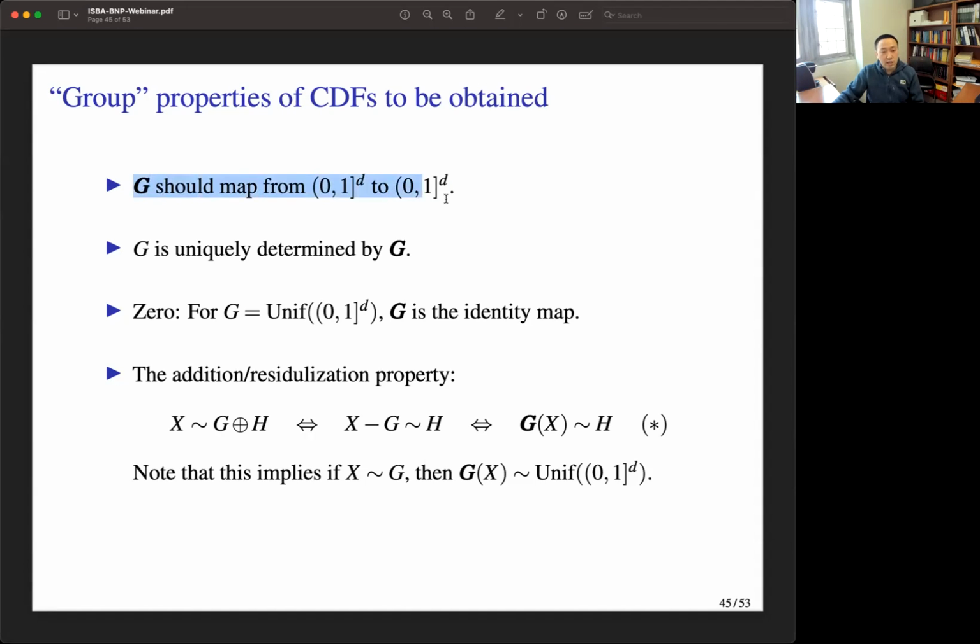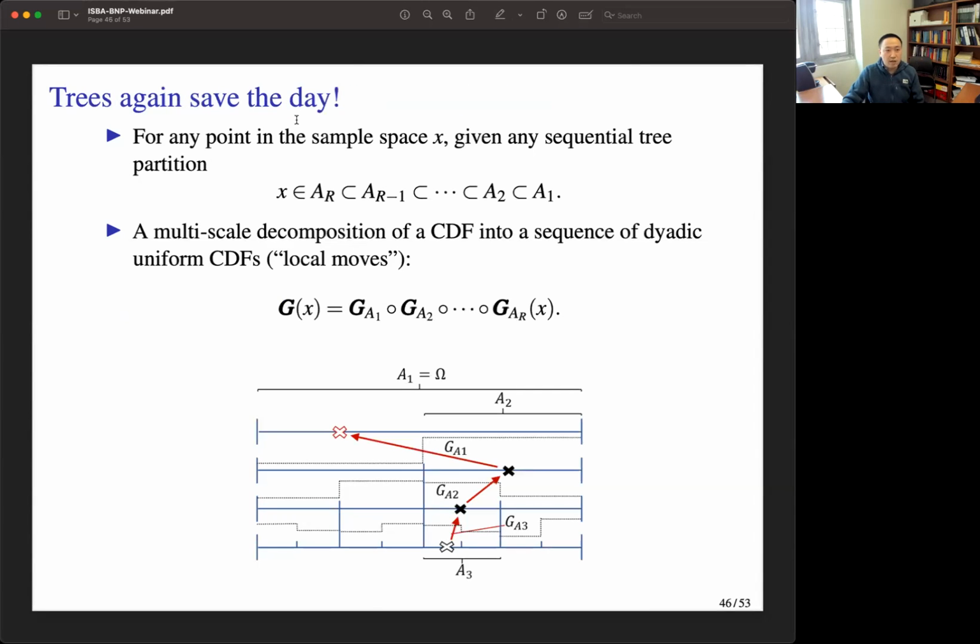Right. So the objective is to formulate a group structure where we need a new notion of multivariate CDF that maps from the d-dimensional space to the d-dimensional space. It has the zero, which is the multivariate uniform, and we'll also have the corresponding group property if you define addition based on the composition of the new notion of multivariate CDF. I'm going to skip the details, but the short story is that although the problem at first sight seems not obvious, trees again save the day.